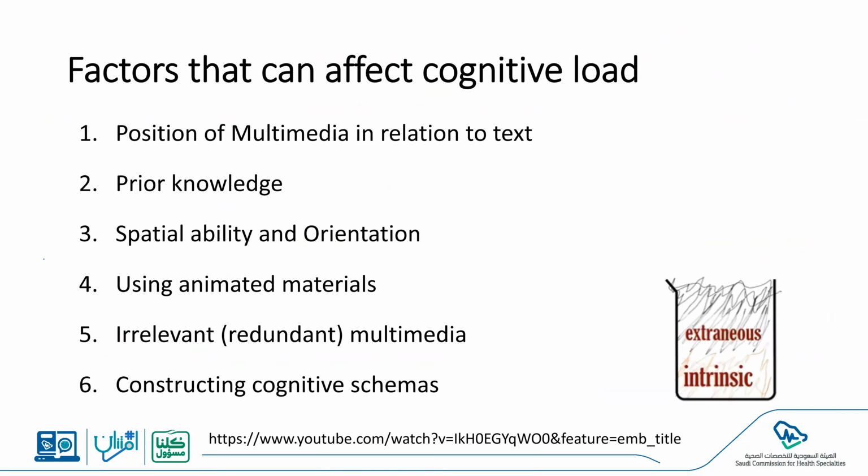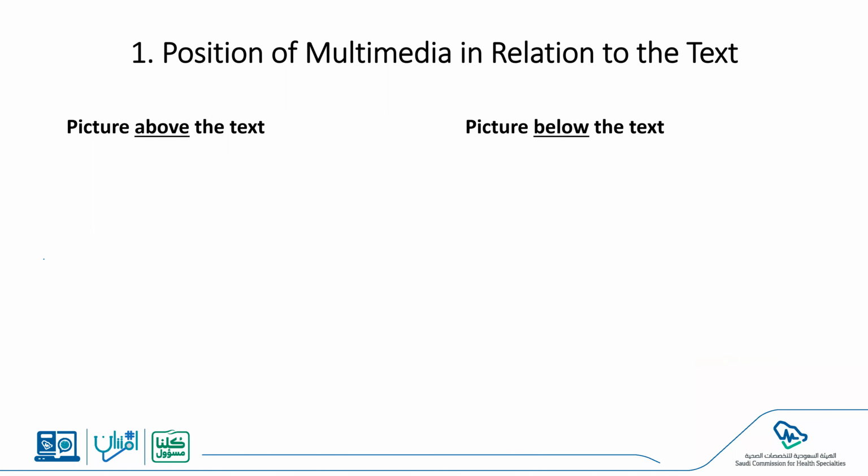So when you're going to consider multimedia, what do you want to consider? You need to consider position of the multimedia. You want to consider the prior knowledge of your audience. What is the spatial ability and the orientation of it? How are you going to use the multimedia? How are you going to remove irrelevant information? And how are you going to construct cognitive schemas? So position, talking about position.